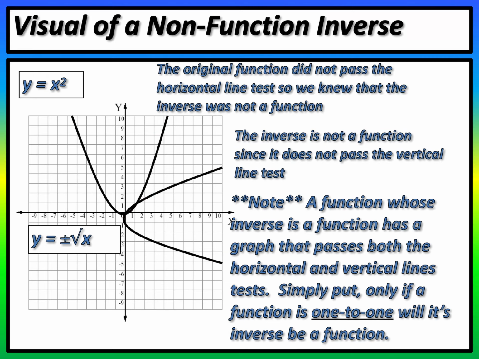Okay, so this is just a visual representation of what I was saying before. If an original function does not pass the horizontal line test, so that means it's not one-to-one, its inverse cannot be a function.